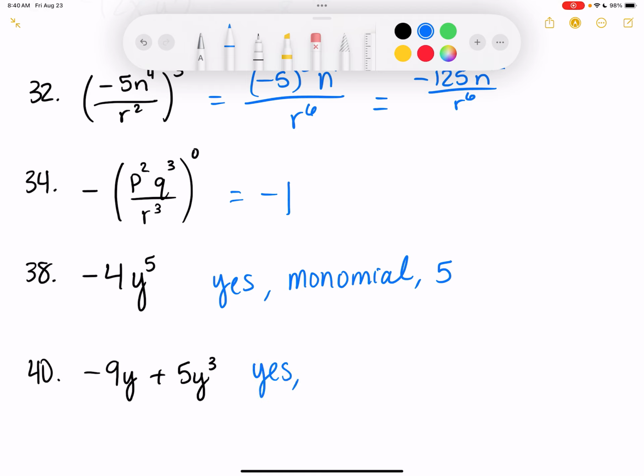Is it monomial, binomial, or trinomial? Binomial, there are two terms. And what degree is this one? 3. So there are two terms, but I'm looking for the highest powered one, which is 3, so that's why we call it a degree 3.